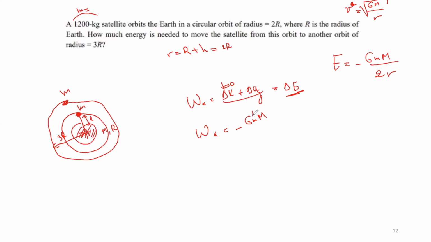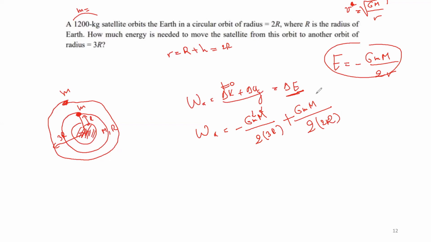And I know the mass of the satellite. I know the mass of the Earth. It's inside your formula sheet. Divided by 2 R final. R final now will be 3R. Minus UG initial. Minus mechanical energy initial. Mechanical energy is this. So you will have plus GMm divided by 2 times the initial radius, which was 2R.